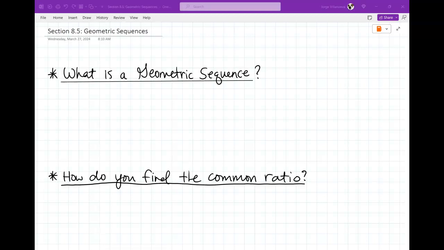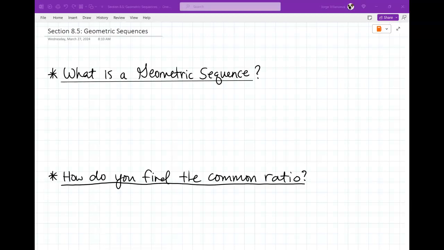Geometric is a little different. Geometric is going to have what's called a common ratio. That means you're going to be multiplying by something. That something could be a normal number, a negative number, a fraction, or a negative fraction. But it's a number that you consistently multiply by. As long as you consistently multiply by 2, or by half, or by negative 3, as long as you're always multiplying by the same thing, it's called a geometric sequence.